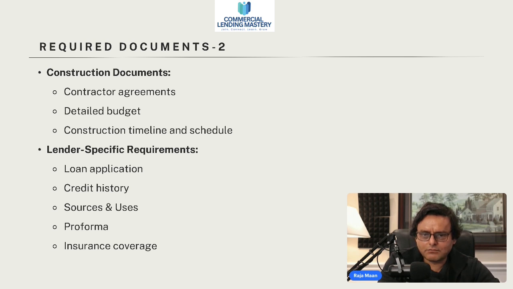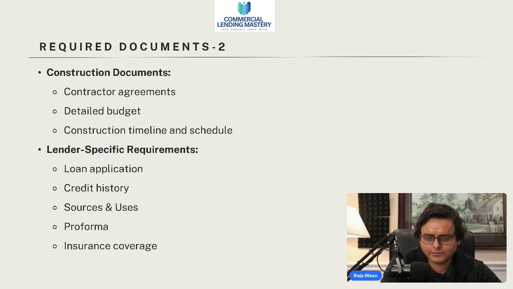Next one is construction documents, contractor agreements, detailed budget. Budget is very important too. The first and foremost things I can tell you right up front: personal financial statements, schedule of real estate owned, and the executive summary, which is very important. I don't know if I'm missing something here. The executive summary will tell everything about the project.